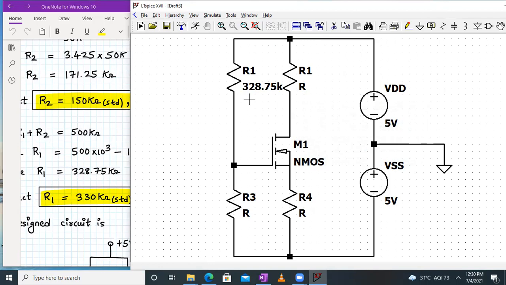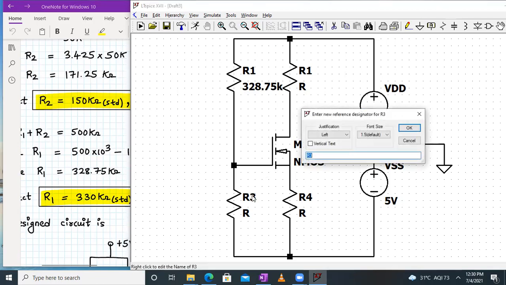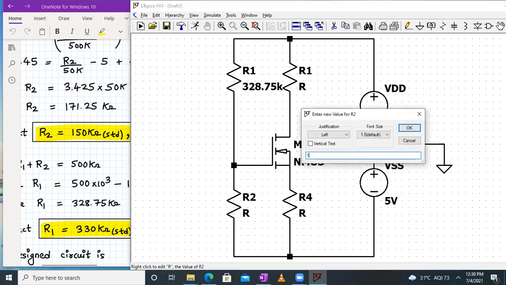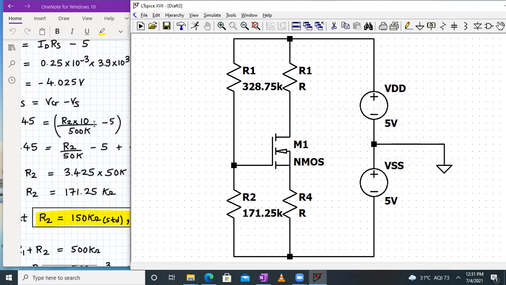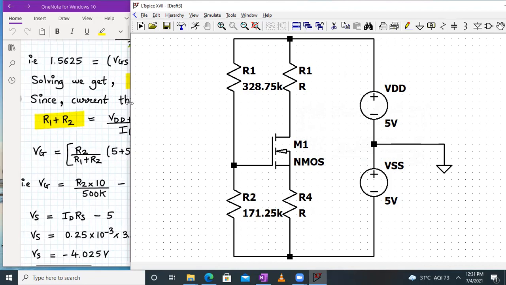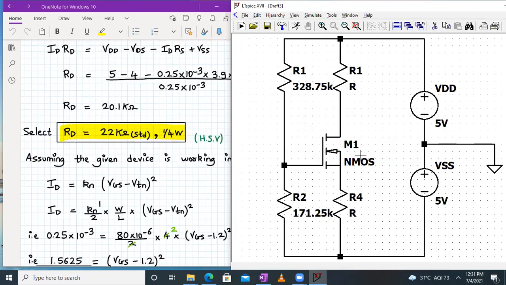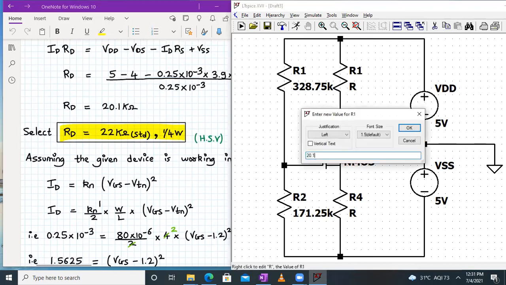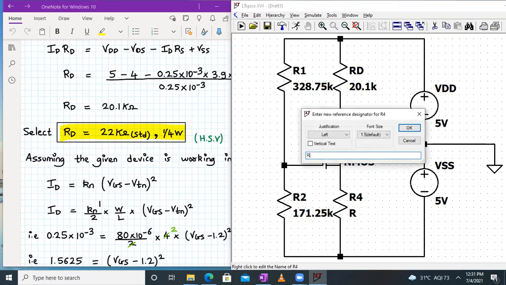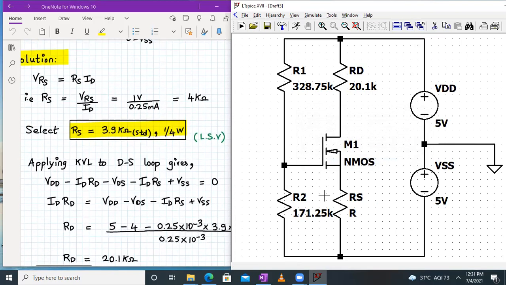We can put decimal values also, but in reality, in the lab, you have to consider the standard value. Then this is R2. So R2 value is coming out to be 171.25 kilo ohms as per our calculations. Then RD value is 20.1K. We change the name to RD. And the last one is RS. We right click, change the name, and RS value is 4 kilo ohm.